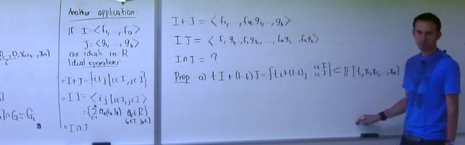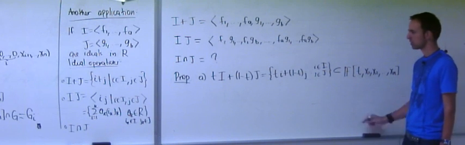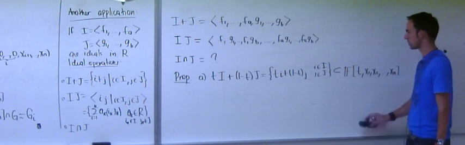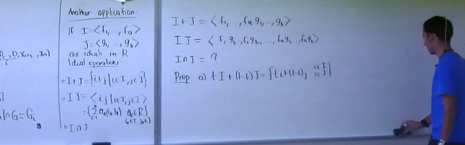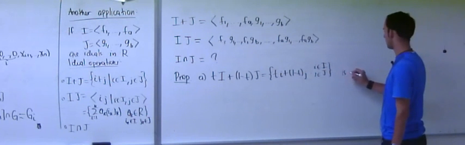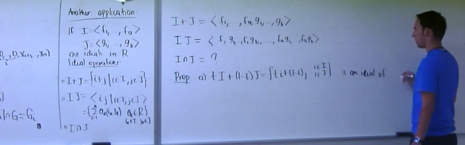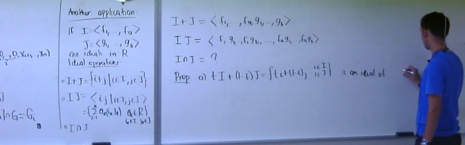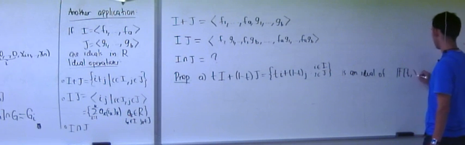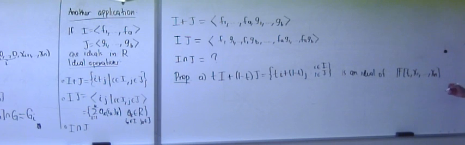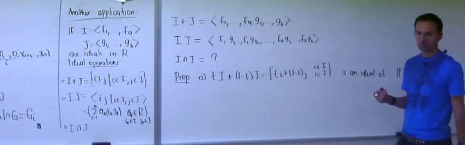And what I want to claim is that this is an ideal. It's an ideal here in this polynomial ring. So let me just write that out, actually. So this is an ideal of polynomials in t, x1 up to xn. So this is the first thing, and you might wonder what on earth I'm doing here, because you don't see any intersection here.